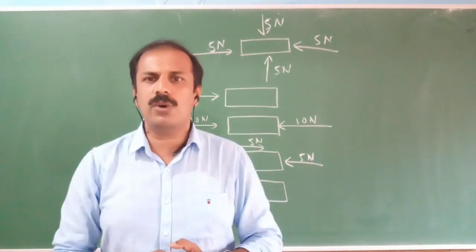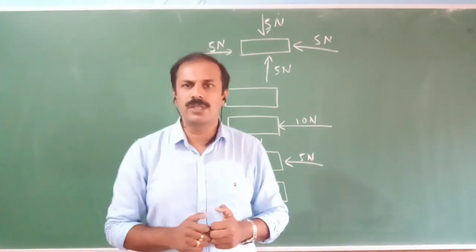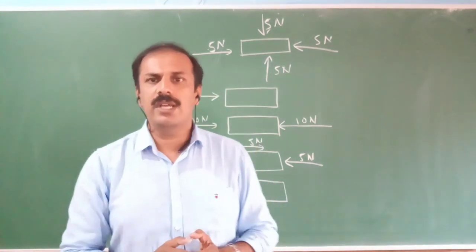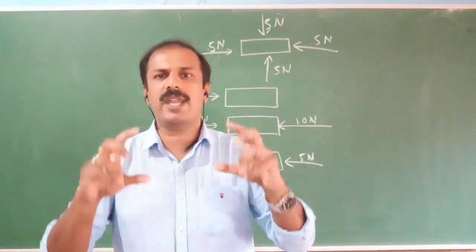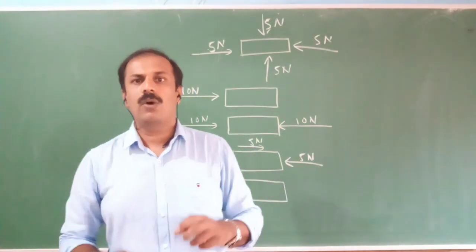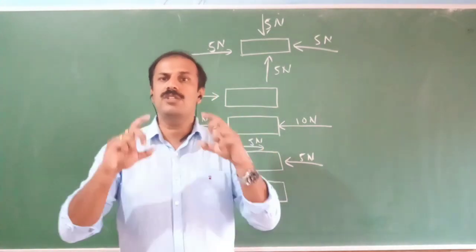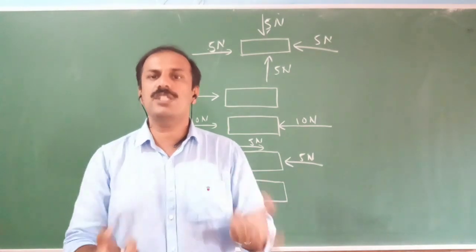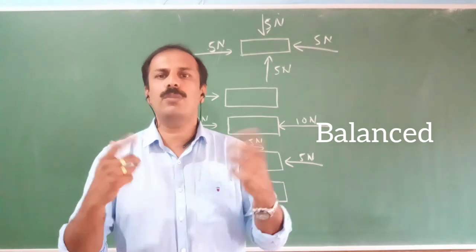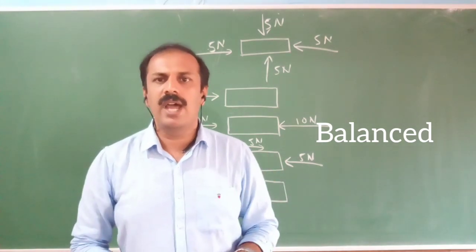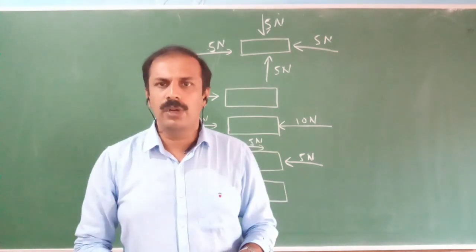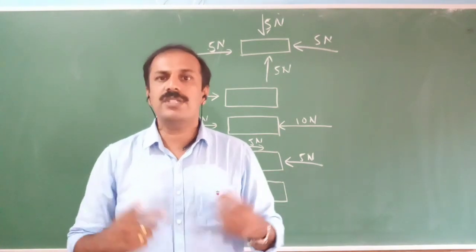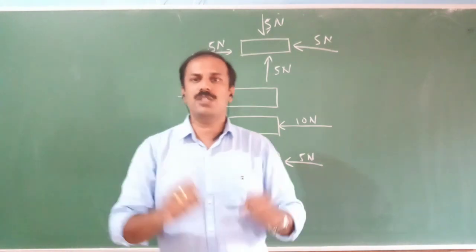Such a case is called a balanced force. So what is a balanced force? If two or more forces are acting on a particular object and the net force on it is 0 and the object is not moving, such a situation is called a balanced force. That is, if two or more forces are acting on an object and the total force is 0, then it is called a balanced force.